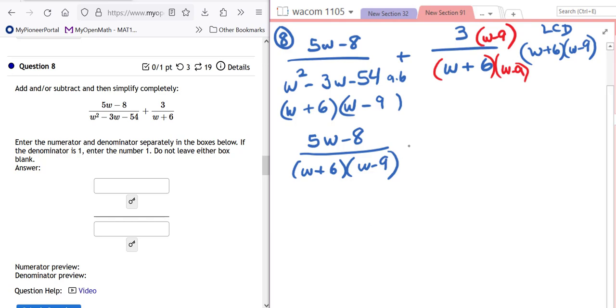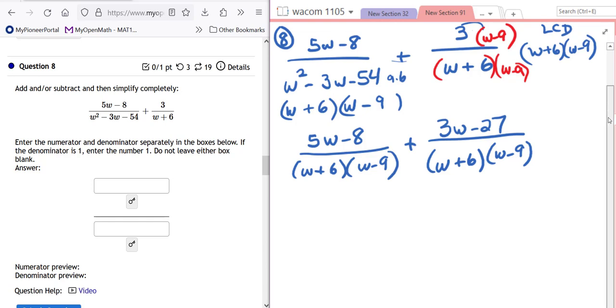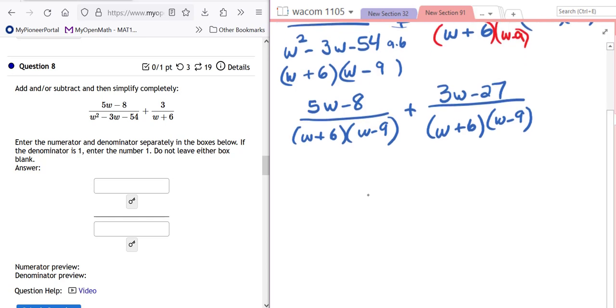All right. So I wrote more on this one than I did the others. All right. So I'll just go ahead and continue in that format since I started that way. We need to multiply out the numerators, and this is a plus here, so plus 3 to distribute. So we have 3W minus 27. All right, now keep that common denominator. So W plus 6 and W minus 9.